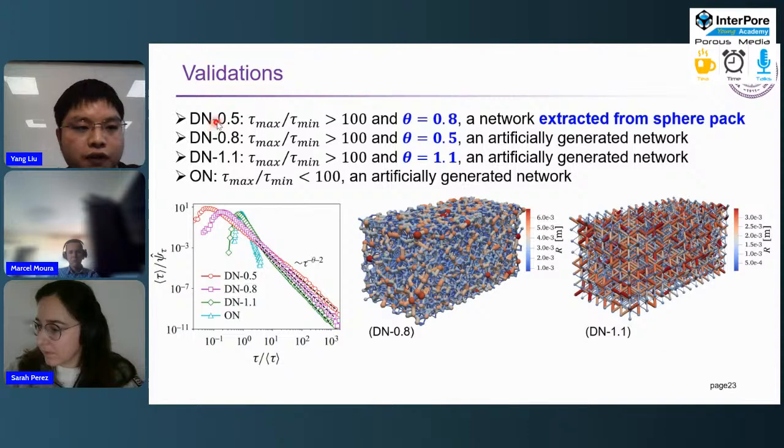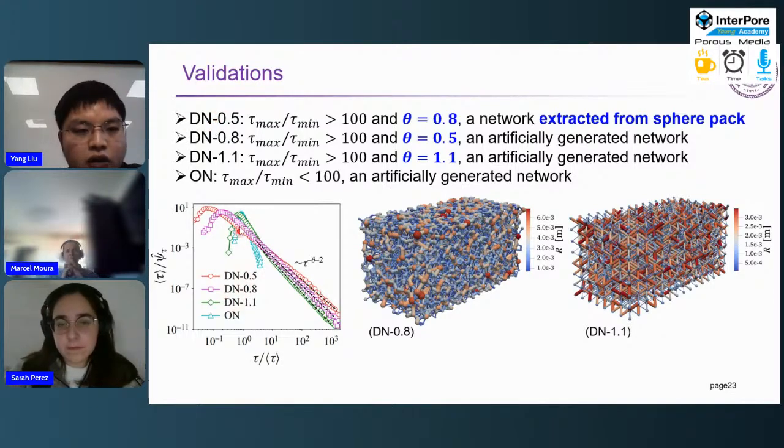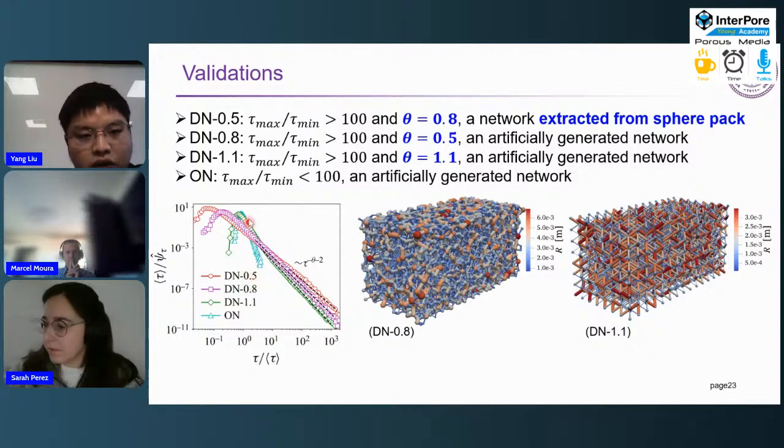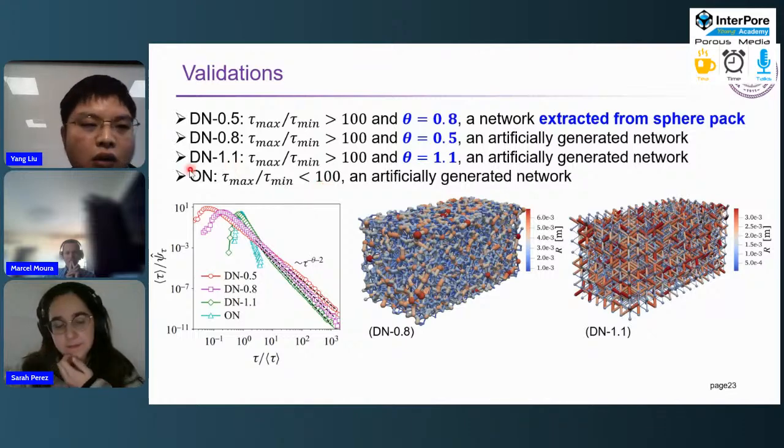Here we use 4 different tube networks like this. For example, the ordered network, labeled as ON, exhibits a very narrow window of tau, for example from maybe 0.1 to 10, so it's smaller than 100. So this is an ordered network.